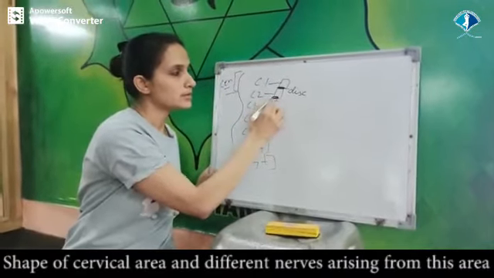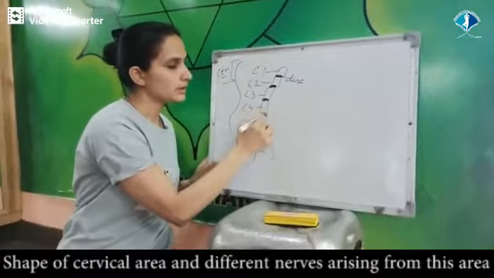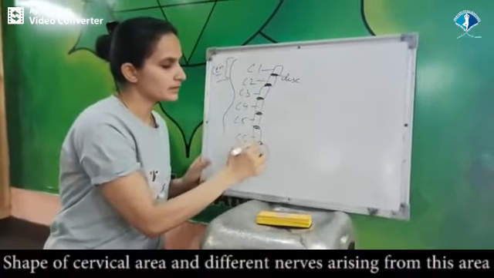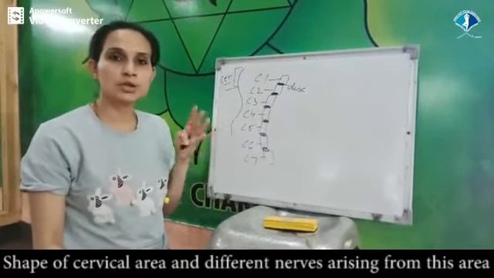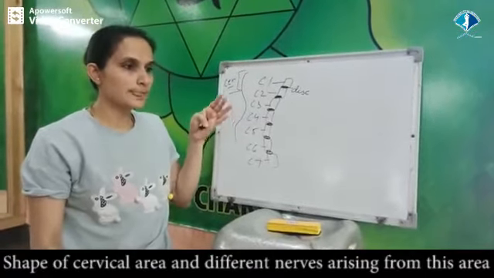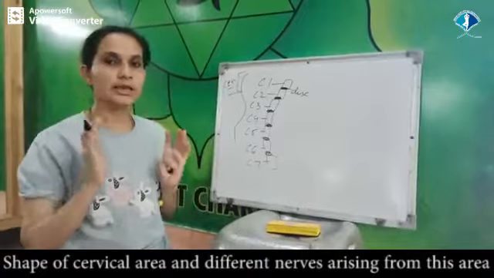Now this disc is present between each vertebra. The function of this disc is that it works as a shock absorber. It provides cushioning to our neck area.